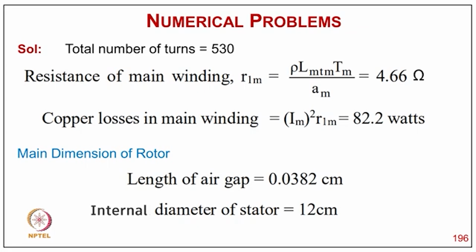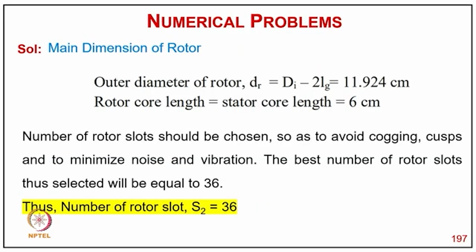Now main dimensions of rotor. Length of air gap is 0.0382 centimeter we calculated. Now internal diameter for stator is 12 centimeter. So now coming to main dimensions of rotor, outer diameter of rotor is Dr equal to Di minus 2lg, so 11.924 centimeter, and rotor core length is say 11.6 centimeter.